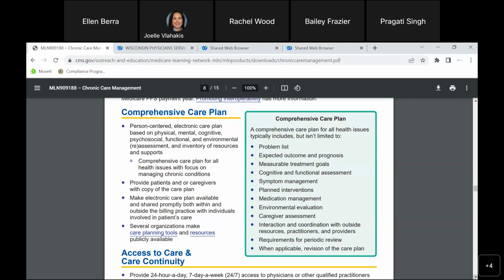Now, this can be done by handing the patient a paper copy. It could be through loading it into the portal. It's going to be based on the patient, what the patient wants, and then also what you are capable of. For example, if you don't have a portal, obviously you're not going to be loading this to the portal.